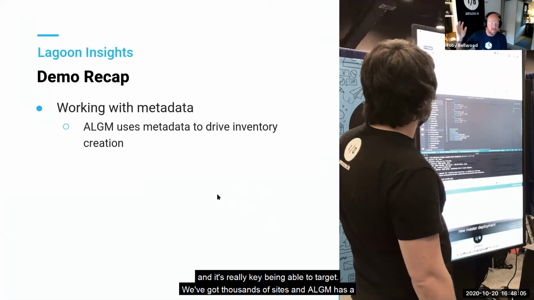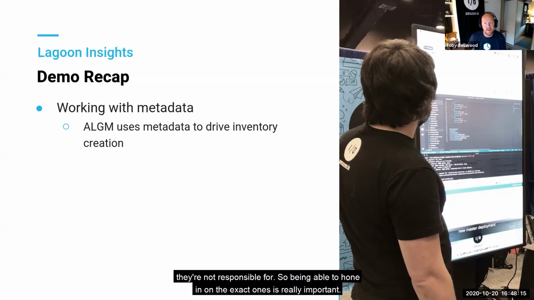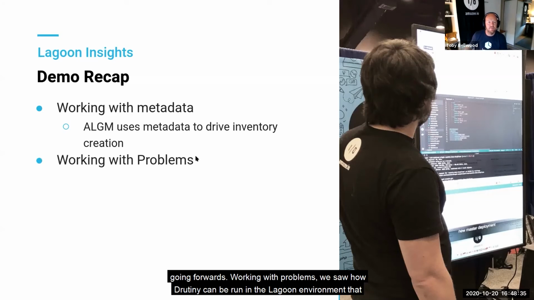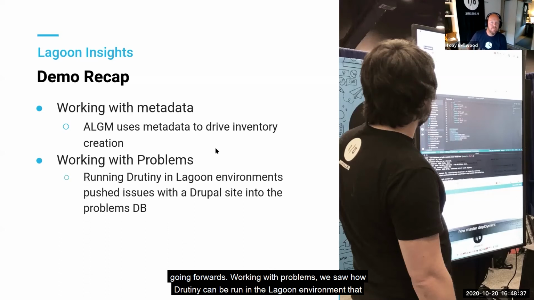We've got thousands of sites, and ALGM has a healthy stable of sites they support, but they don't need to run unnecessary tasks on sites that they're not responsible for. So being able to hone in on the exact ones is really important. And for other people who are managing even a 10 or a 20 site portfolio, being able to classify them, know which ones are which, run some tasks on one but not on the other, it's going to be really handy going forwards.